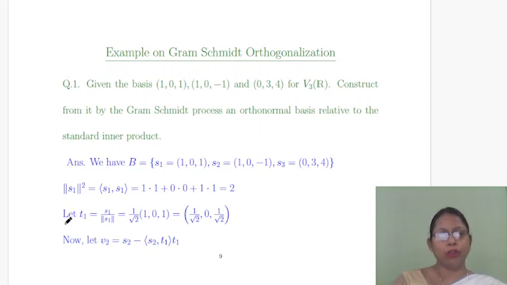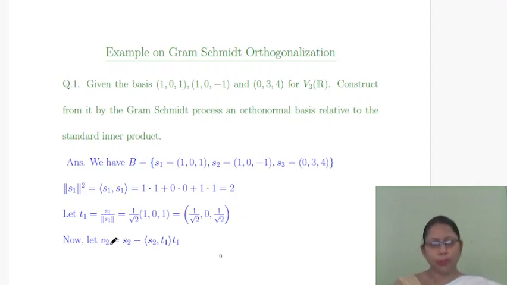Next is normalizing T1. We take T1 equal to S1 by norm of S1. Now norm of S1 square is 2, so norm of S1 is root over 2. So this is 1 by root over 2. Here S1 is this element 1, 0, 1. That is, T1 is equal to 1 by root 2, 0, 1 by root 2.